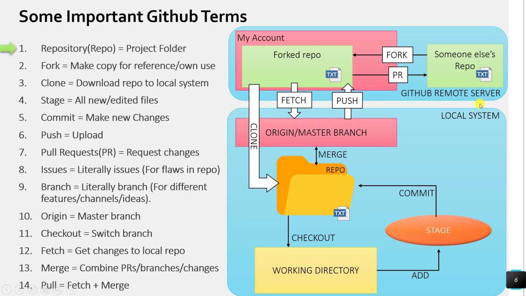You can see this diagram. There are two blue boxes. This is the GitHub remote server and this is the local system, that is your PC. And this is someone else's repository. This is not yours. And there's a text file in it, for example. If you want to fork it, that means copy it in your own account, that is called fork. So first of all, you will fork this repository into your own account.